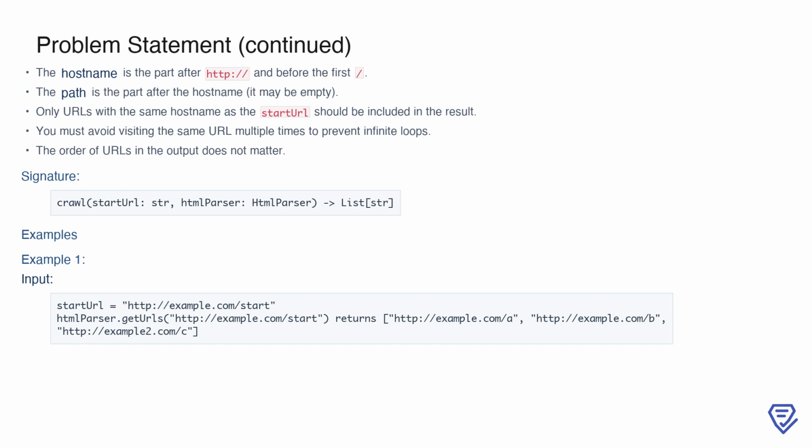It's also important to avoid revisiting the same URL multiple times, as this could lead to infinite loops or redundant processing. The order of URLs in the output doesn't matter, which gives us some flexibility in how we handle the results. The expected function signature for this problem is crawl(startUrl: str, htmlParser: HtmlParser) -> List[str]. With these rules, we can now explore some examples to clarify how the solution should behave.